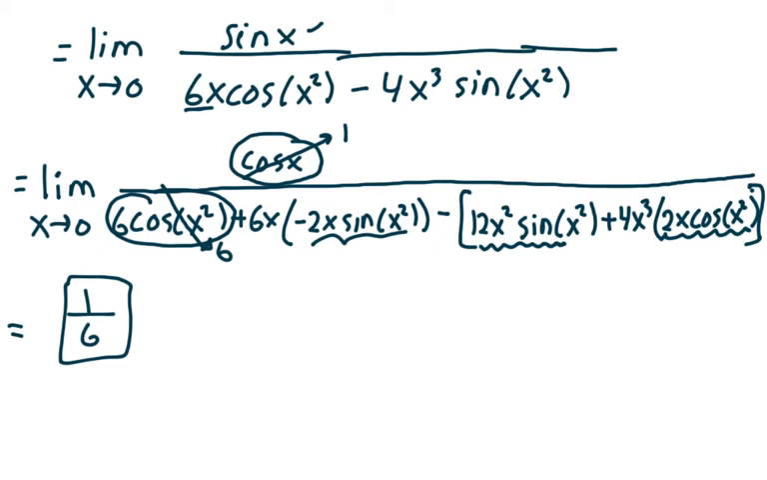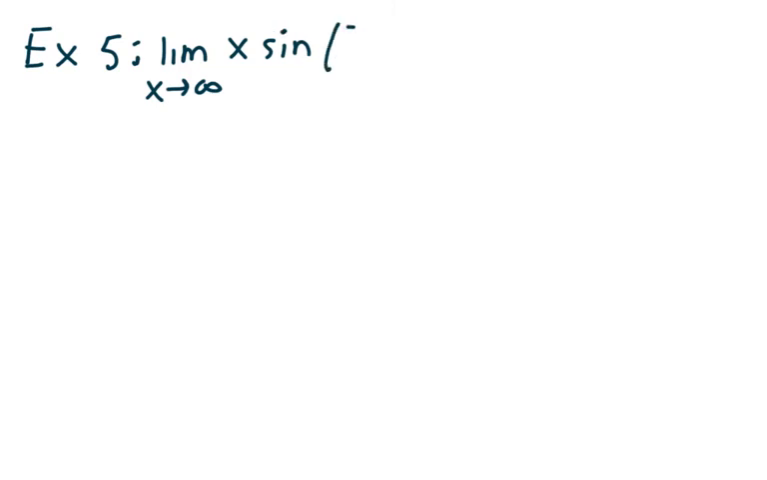So that one was long. So, all right, let's do example 5. Suppose I had something like this. Suppose I had the limit as x goes to infinity of x sine of pi over x.